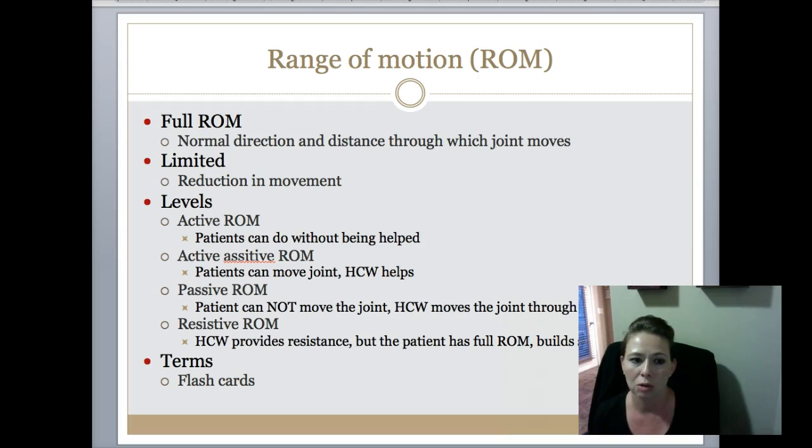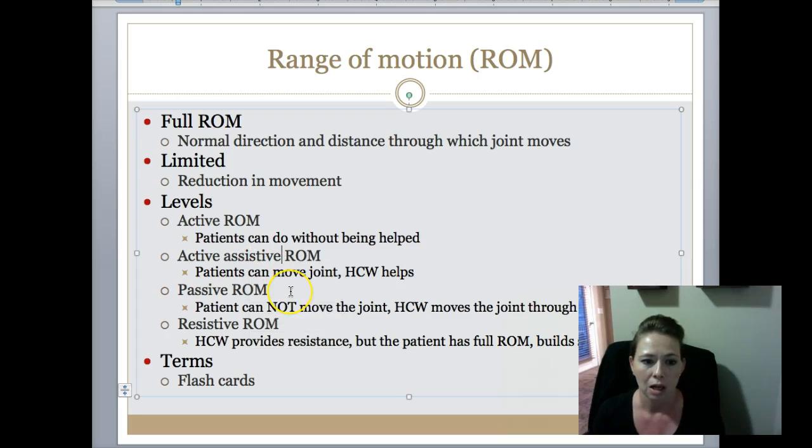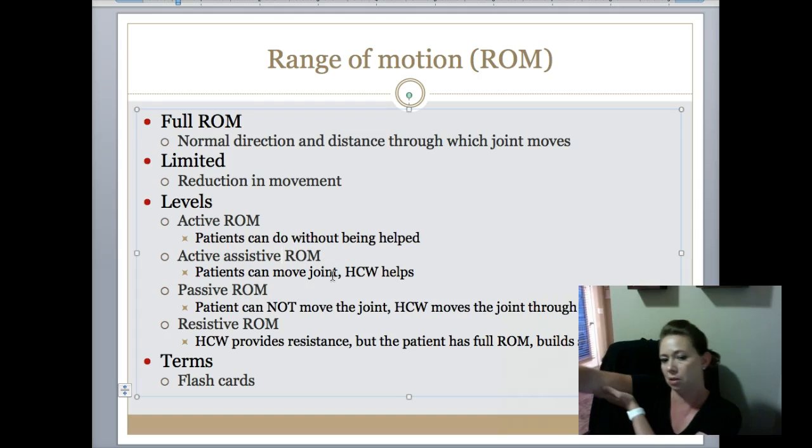There's active range of motion, active assistive range of motion, and passive range of motion, and resistive range of motion. Active range of motion, the patients can do everything without being helped, just prompting, usually say, can you move your arm up and down? Active assistive range of motion means the patients can move the joint, but you're helping them, maybe supporting their arm like this and bringing it up.